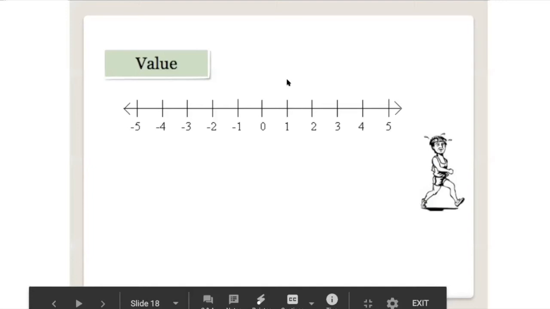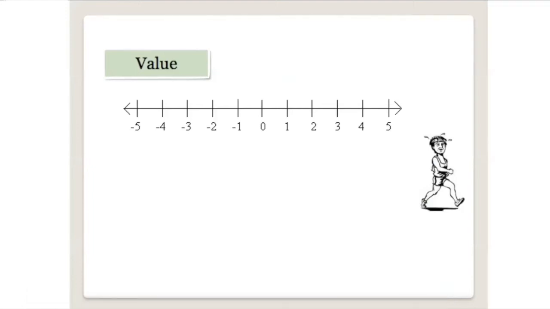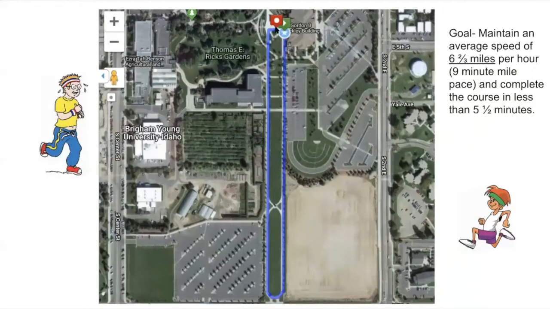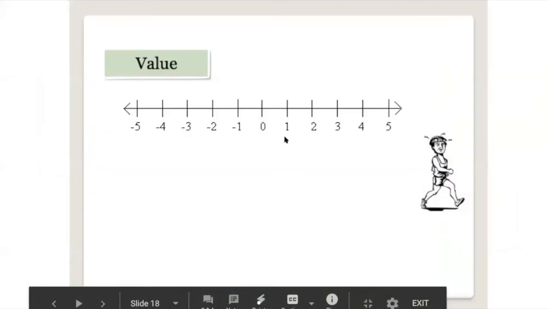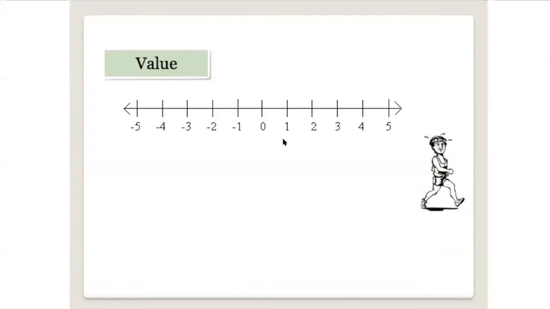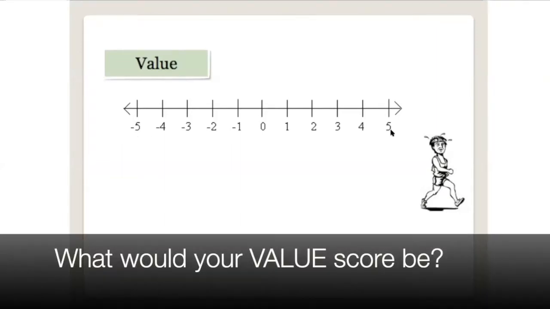And this is what we'd always say. Before you go, I want you to assess to what degree do you value being able to run up and back and around in less than 5.5 minutes. Everybody right now, think about what your score would be on a scale of -5 to 5.